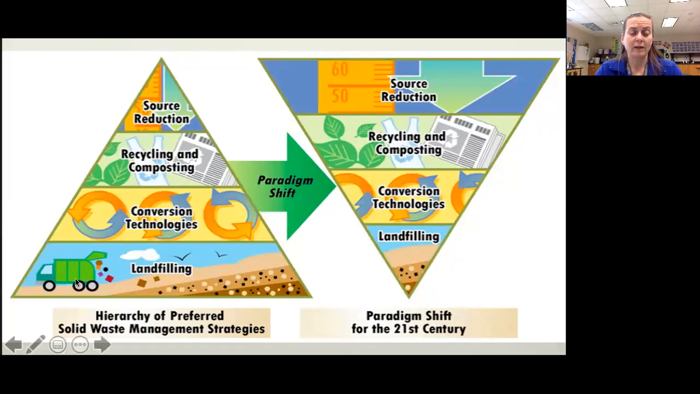So this is where we exist now. Most of our waste gets landfilled. Some of it gets converted, some gets recycled or composted, and there's a little bit of reduction. The paradigm shift we really need to see is to focusing on reducing, then recycling and composting, then conversion technologies, then landfilling.